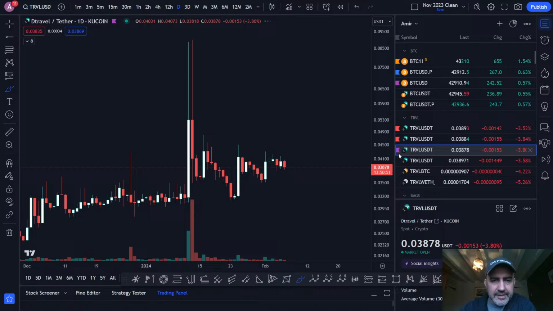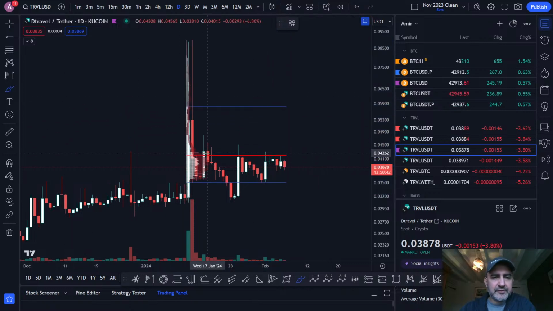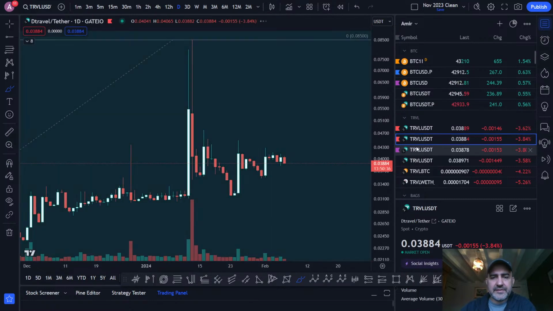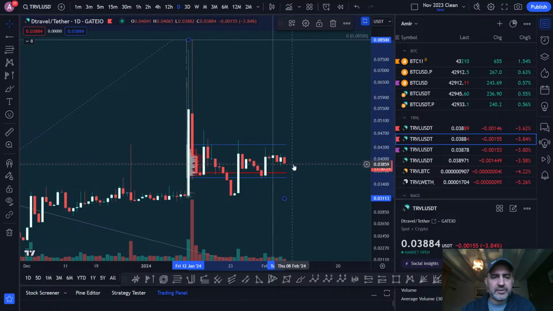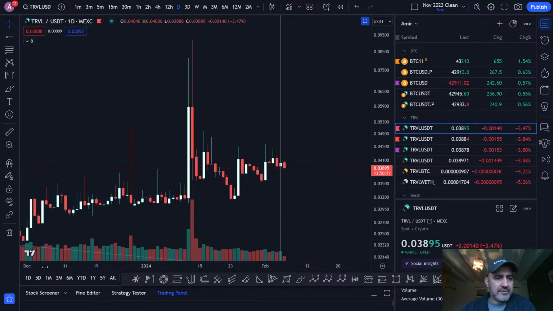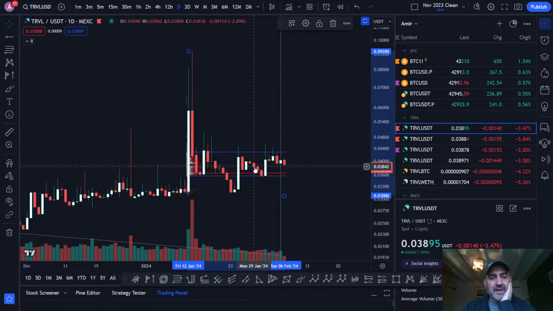Let me see if I see that kind of behavior in these other ones. In KuCoin, yep. So KuCoin, we have the point of control, it's acting as resistance above us. You can see that. Let me see if this, nope, on Gate it's still below us, which is good. That's what you want. And then let me just have a look on MEXC. MEXC is below us as well.